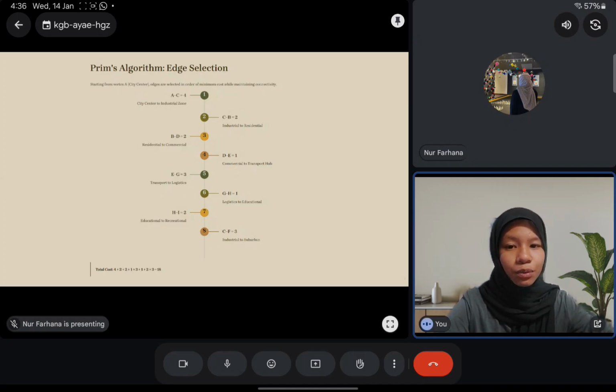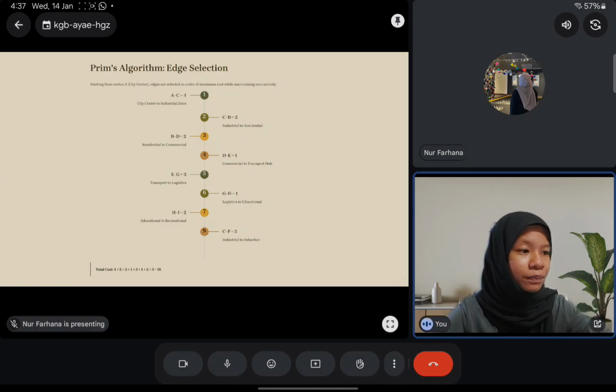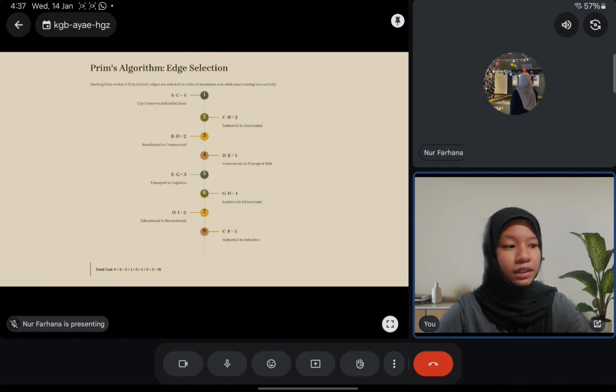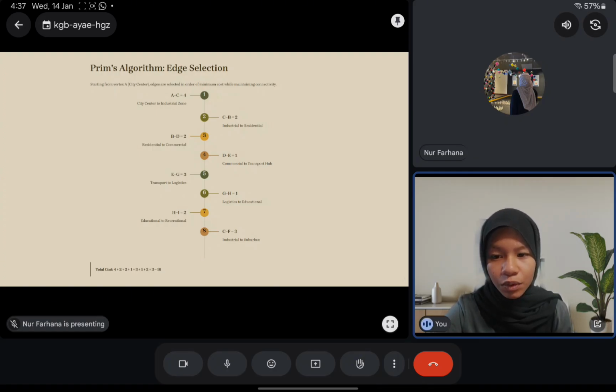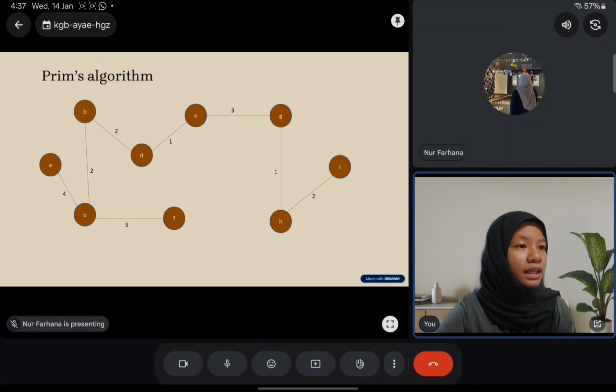Step 6 is G to H equal to 1, logistics to educational. The next step is H to I equals 2, educational to recreational, and the last step is C to F equal to 3, industrial to suburban. So the total cost is 4 plus 2 plus 2 plus 1 plus 3 plus 1 plus 2 plus 3 equals 18. And then this is the Prim's.